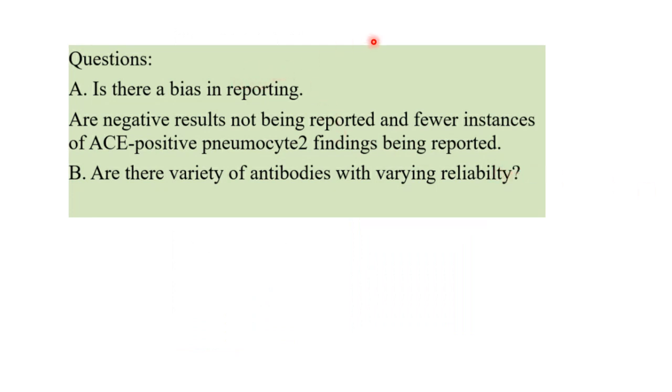Question: is there a bias in reporting? Are negative results not being reported and fewer instances of ACE2 positive pneumocyte 2 findings being reported? Are there a variety of antibodies with varying reliability?